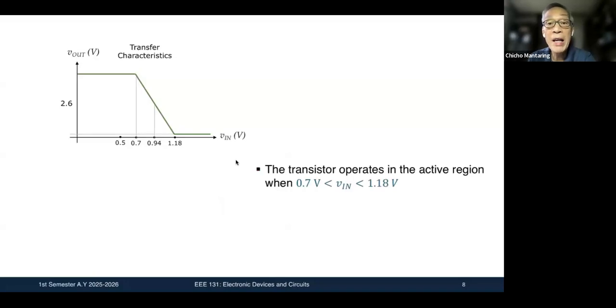How can we make use of this curve? We see that it operates in active mode from here to here. So again, remember, this is cut off, this is active, and then this is saturated. So we see that it is in active mode from 0.7 to 1.18. That is when V in is 0.7 to 1.18.